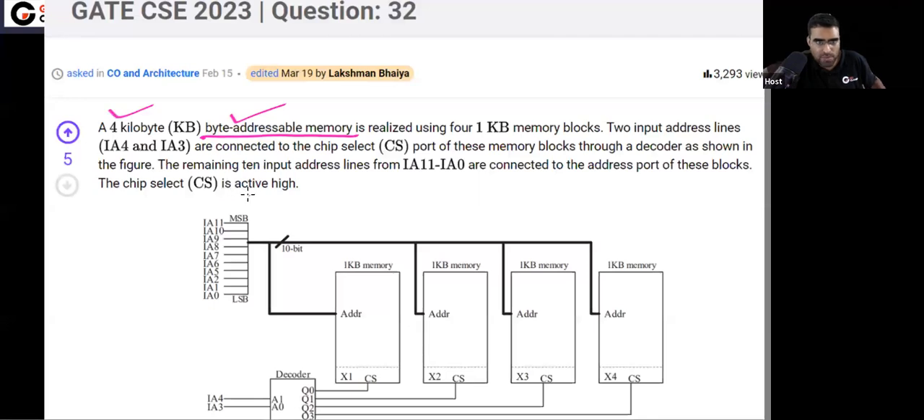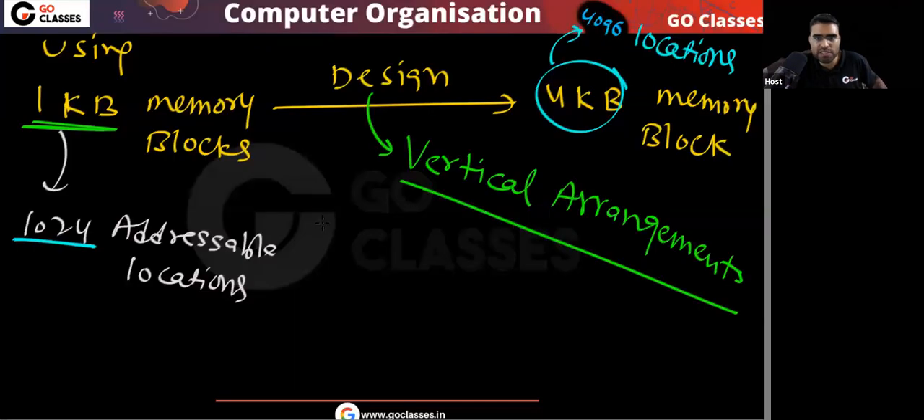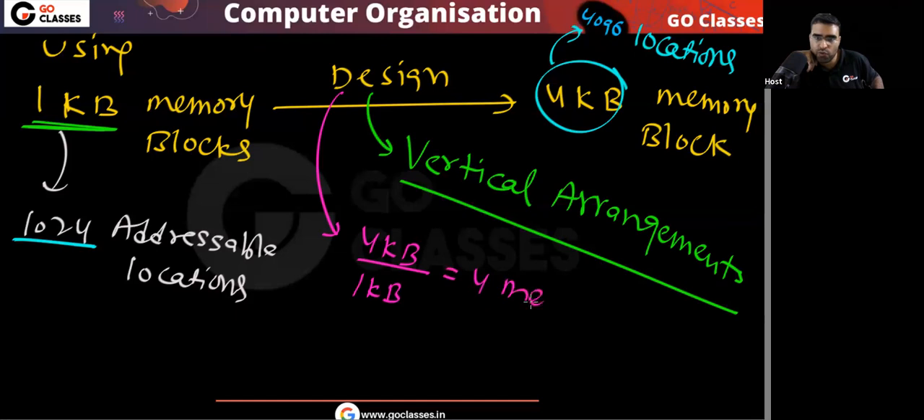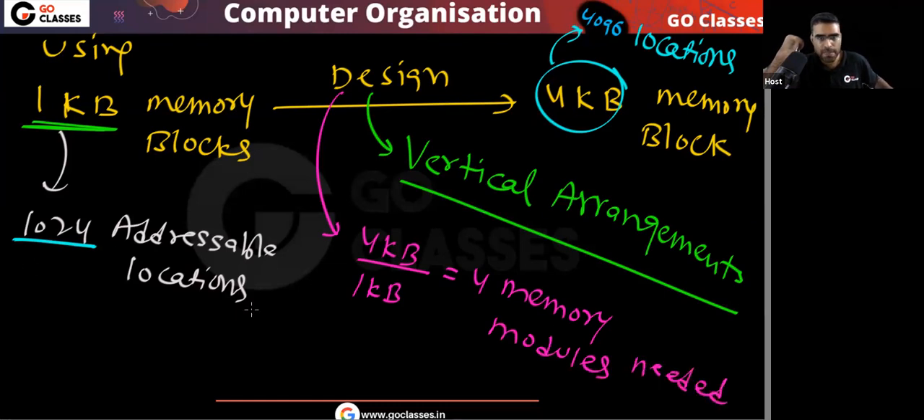So you want to implement 4 KB memory using 1 KB blocks. Tell me how many chips will be needed, how many memory modules? Very simple, 4 KB divided by 1 KB. What do you get? You get 4. So 4 memory modules are needed. Is this clear?